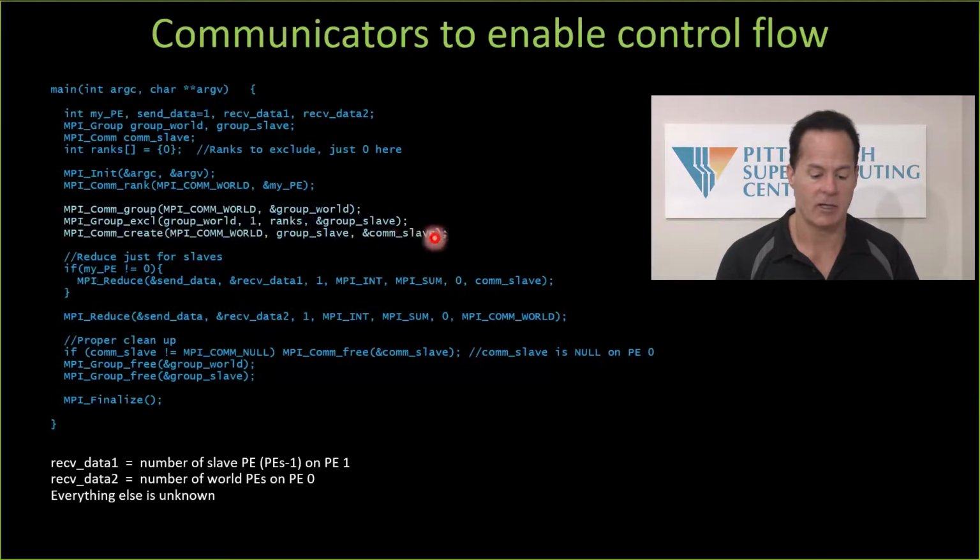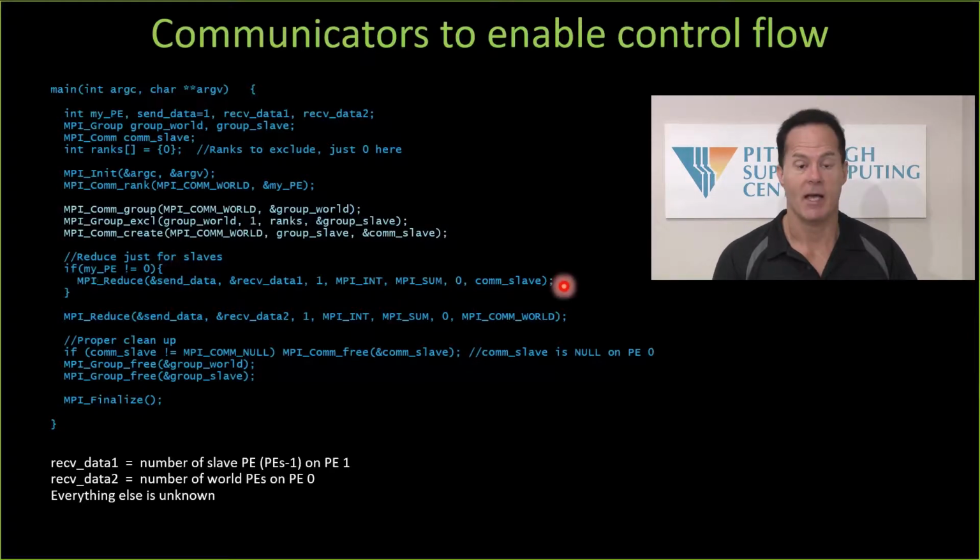And now you've got a communicator that, anywhere in MPI where there's a communicator parameter, you can use in place of the world communicator. And that's what we do down here. So we can call reduce with just the slave PEs, and it works fine. Right after that, we have a reduce that everybody participates in, and that's okay because it's outside of this conditional statement. All the PEs participate, and we have a different reduce here that also has PE0 participating in it.